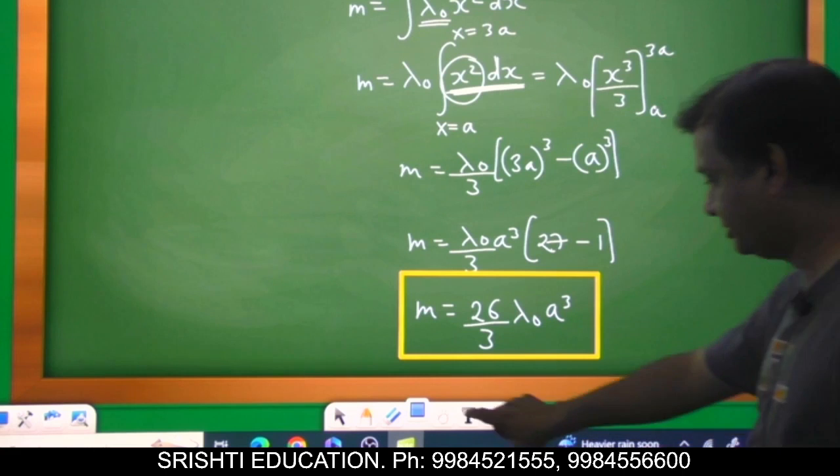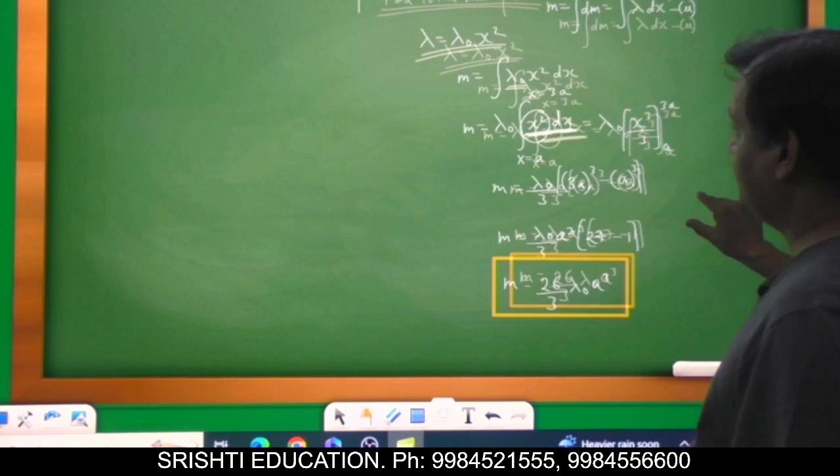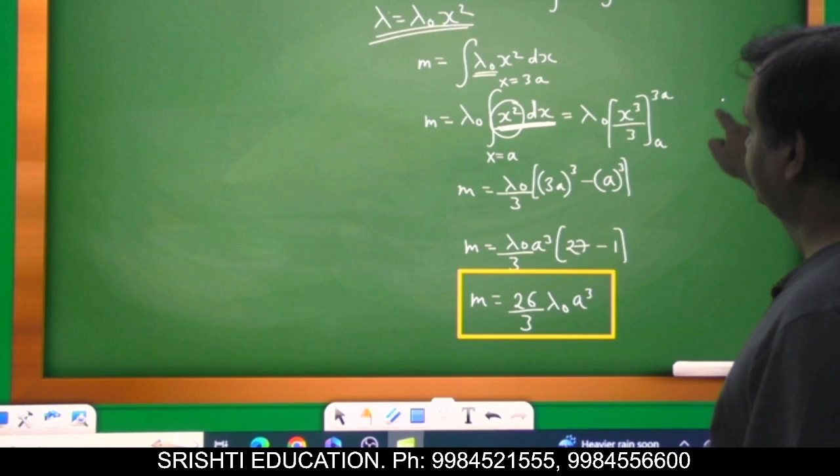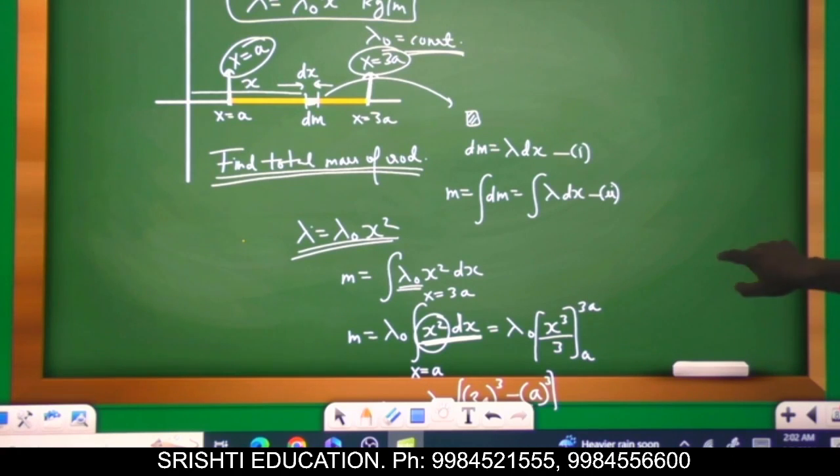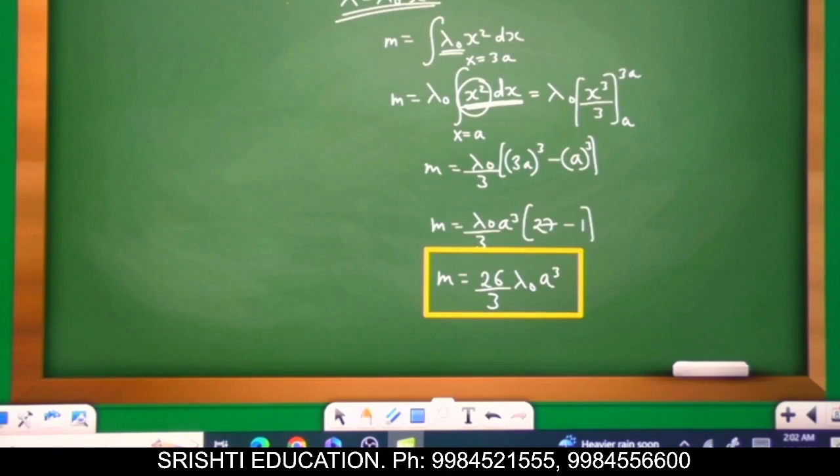Got it? So this is the second illustration where we have seen how we will approach when lambda is changing with x. Okay, when lambda is changing with x, then what will be the approach? Got it? Now let's move to the next illustration.